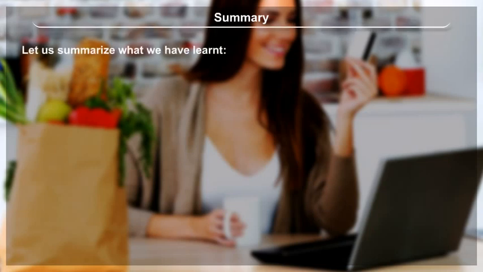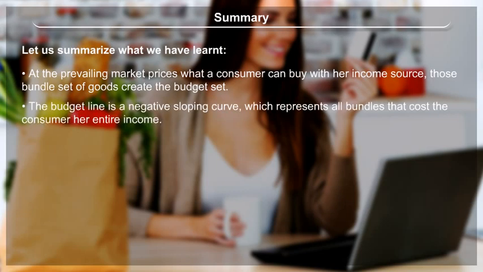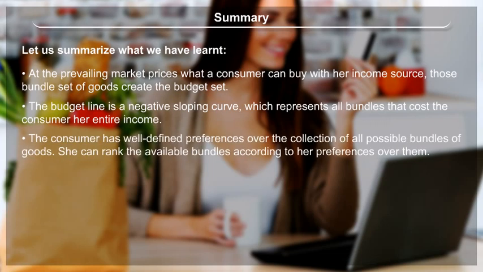Summary. Let us summarize what we have learned. At the prevailing market prices, what a consumer can buy with her income creates the budget set. The budget line is a negative sloping line, which represents all bundles that cost the consumer her entire income. The consumer has well-defined preferences over the collection of all possible bundles of goods. She can rank the available bundles according to her preferences.